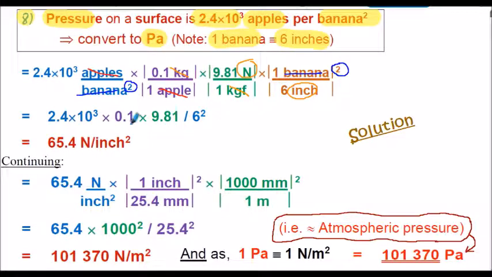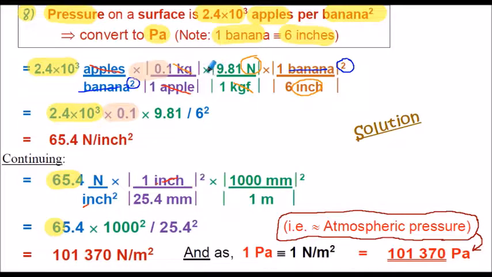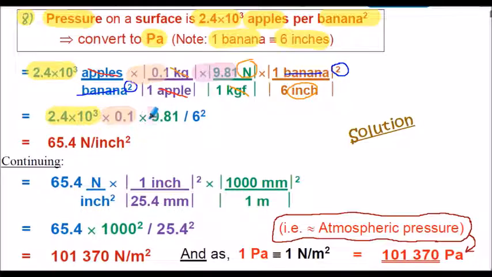So the calculation is 2.4 times 10 to the 3 multiplied by 0.1 multiplied by 9.81 divided by the 6, and don't forget that squared, so 6 squared here. That evaluates to 65.4 newtons per inch squared. I'm going to convert that again into newtons per meter squared, which of course are pascals.